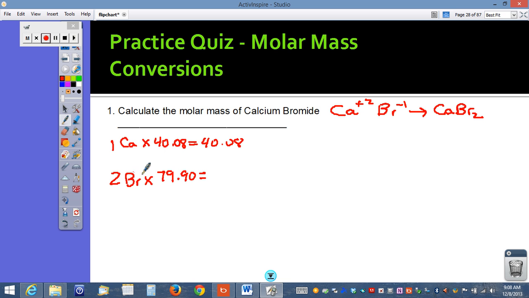So 2 bromines times 79.90, the mass for each one, is 159.80 grams. Add it together and you get a grand total of 199.88 grams per mole. Do not forget to put down the units on your answer. This number will be used on future problems.